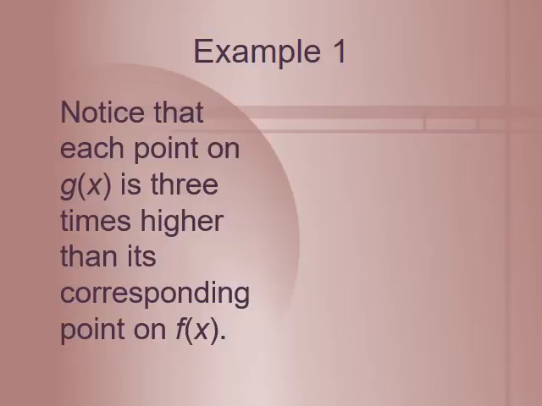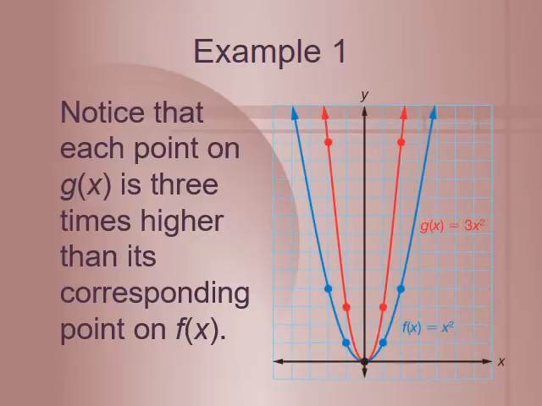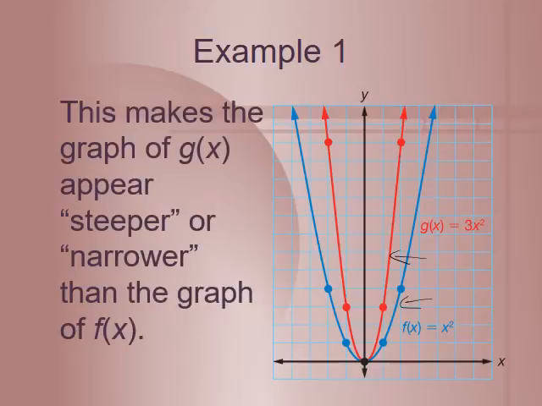Okay, now because that second function, each point is 3 times higher than the corresponding original point, you can see that we have 2 different lines. This one is our original one, just the x squared, and this one is our one that's 3 times the x squared. And notice how it's more narrow. These are both called parabolas. And whenever you multiply, it makes it more narrow or steep, however you want to look at it. The slope is steeper.